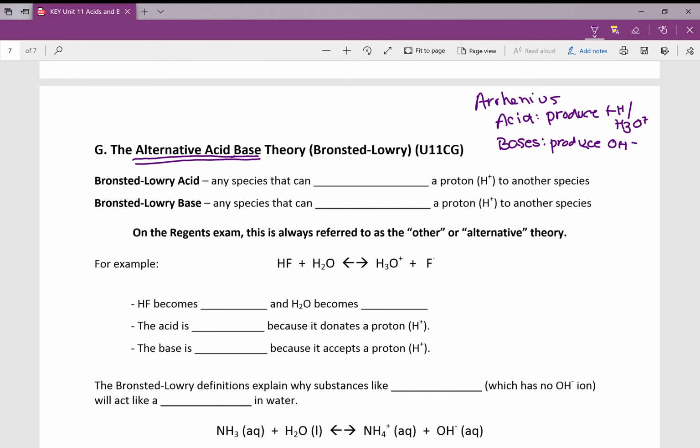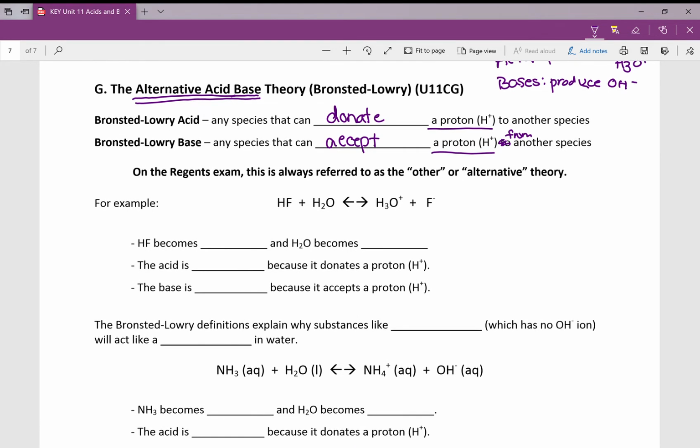So a Bronsted-Lowry acid is very similar to an Arrhenius acid in that it's any species that can donate a proton, H plus, to another species. So it's going to produce H plus, which gets given to the other species that it's reacting with. So very similar. Bases are much different. Under the Bronsted-Lowry definition, there is no discussion of hydroxide. A base is just any species that can accept a proton from another species. So in this case, we can't just look at the formula of each individual acid or base. We have to look at them reacting together.